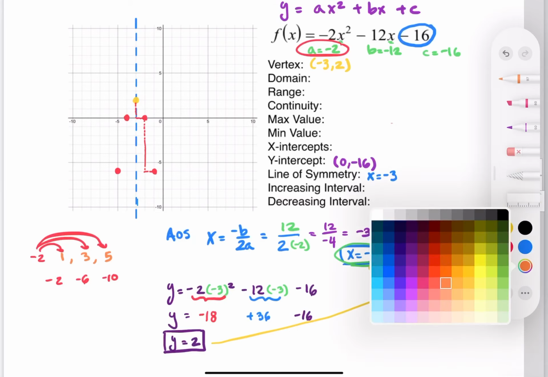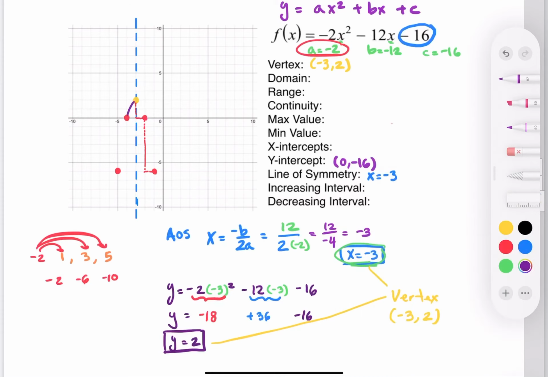Okay, so now that we have this, we can go ahead and draw our graph. So here's our parabola. It's going to go in again a downward direction, and the reason why, just like before, is we look at our a value, and if our a value is negative, it's going to open down. If a is positive, it's going to open up. Okay, so we have this, and we just need to fill in the rest of our properties. So we got our vertex at -3, 2.